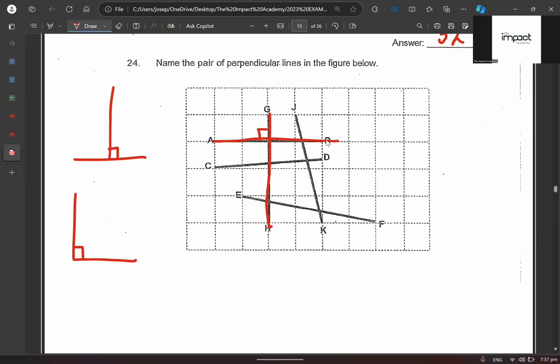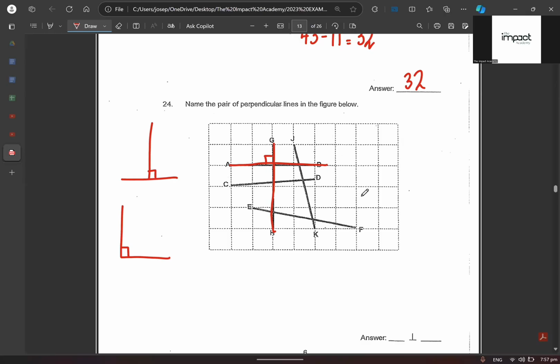Very good. Okay, so that is the reason why your answer for this question has to be GH and AB. Okay, all right. So you write down GH over here and you write down AB over here, and this is your answer for this question.